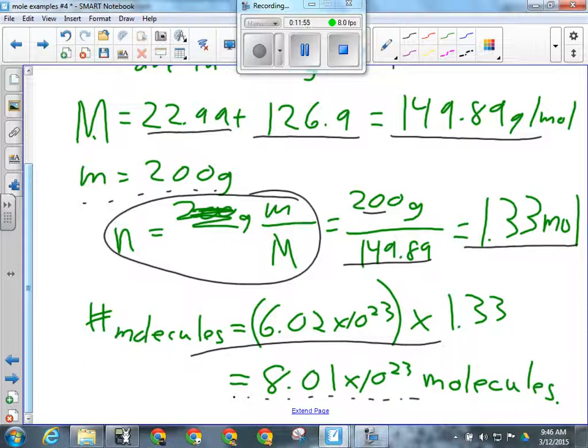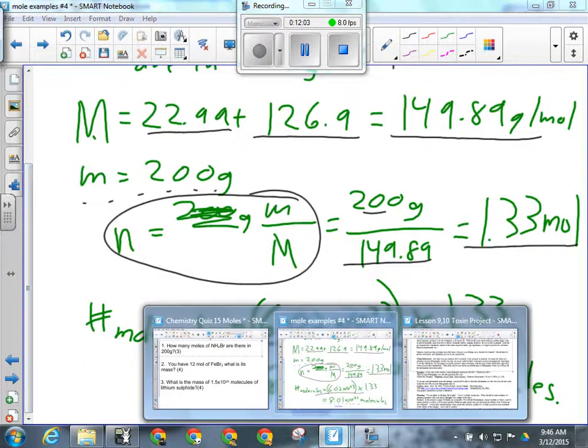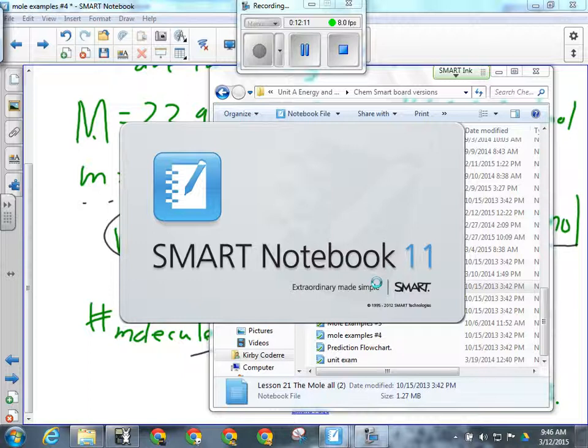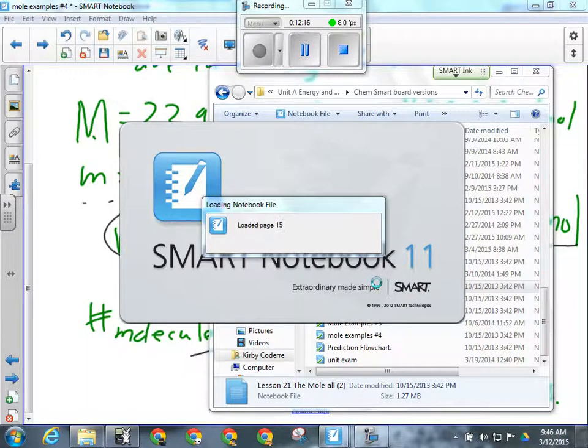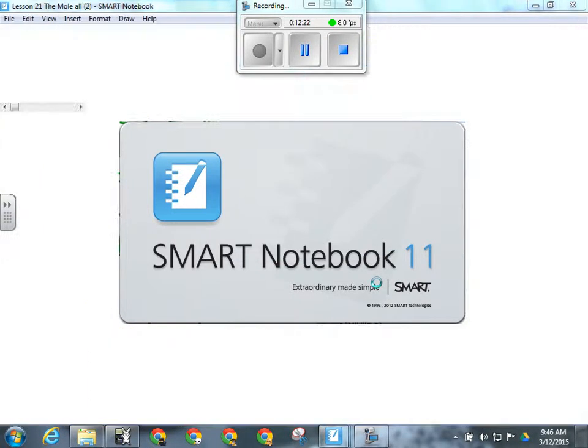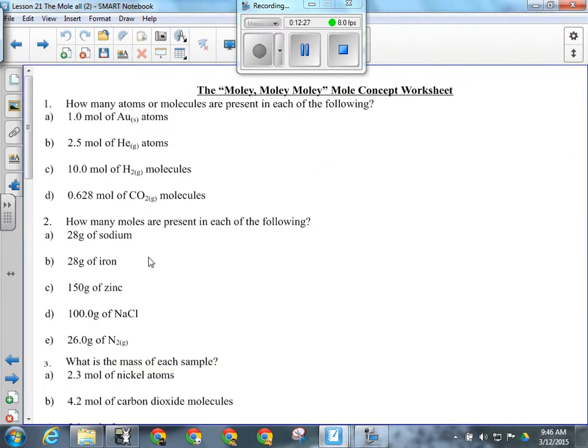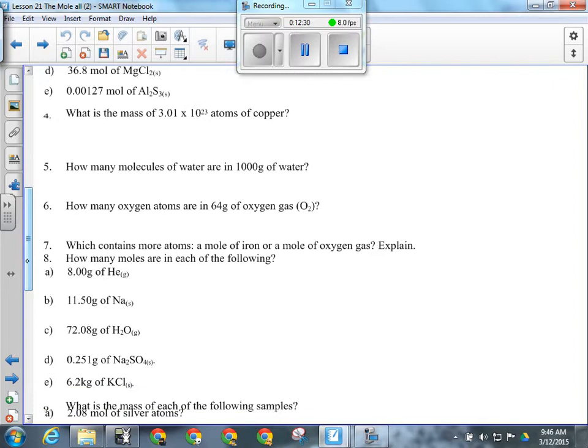Finish up those mole equation worksheets, please. If you have questions on those, please ask. Did we talk about question number 6 yesterday at all? Yeah. We did? Okay, good.